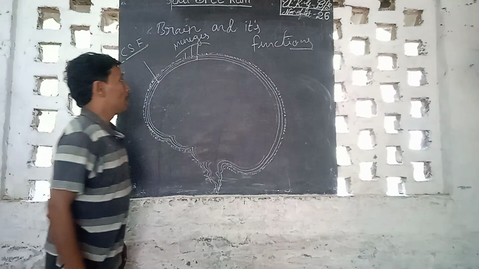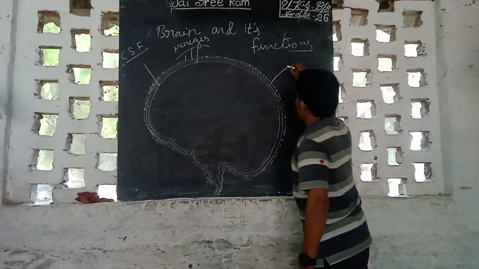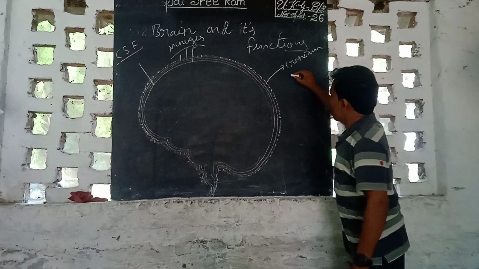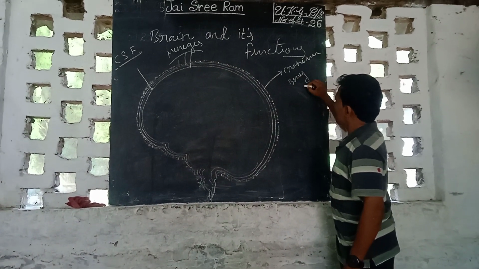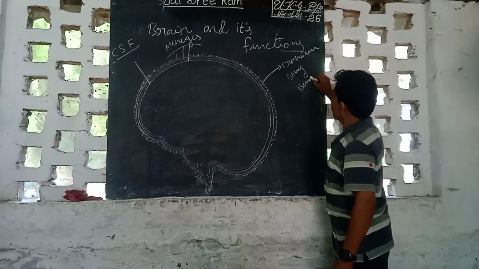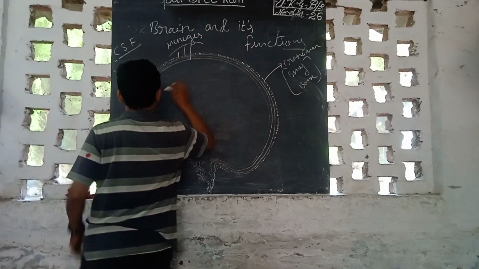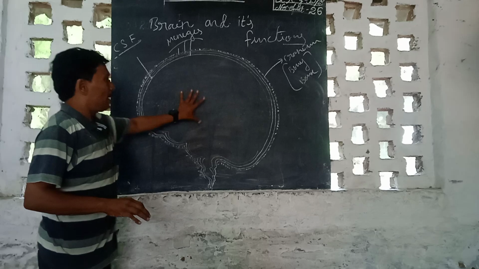Bony box. Nothing but cranium. Okay? Hard bony box. Ready? So now you see we are going to draw the internal environment of our brain.